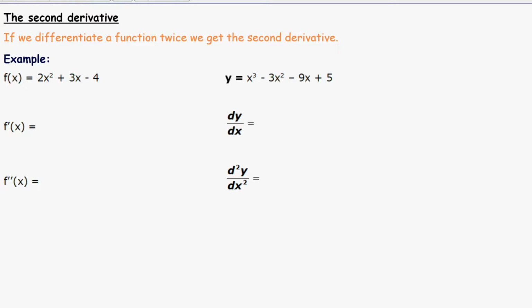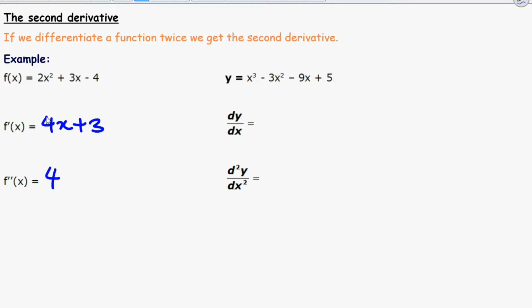If we differentiate a function twice, we get the second derivative. For example, in the first case on the left, we have f of x equals 2x squared plus 3x minus 4. The first derivative will be 4x plus 3, and the second derivative will be 4.